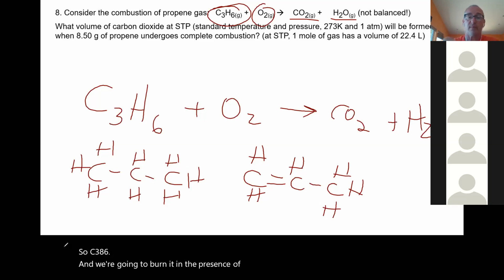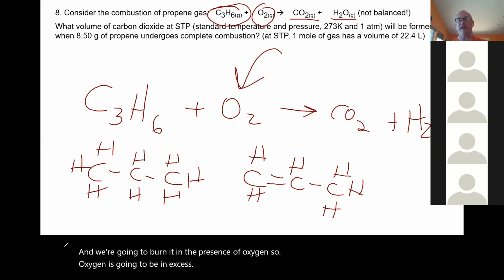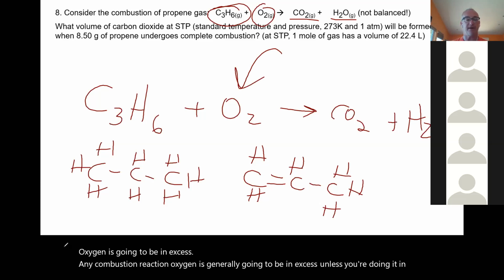So oxygen is going to be in excess. In any combustion reaction, oxygen is generally going to be in excess unless you're doing it in a closed container or something.